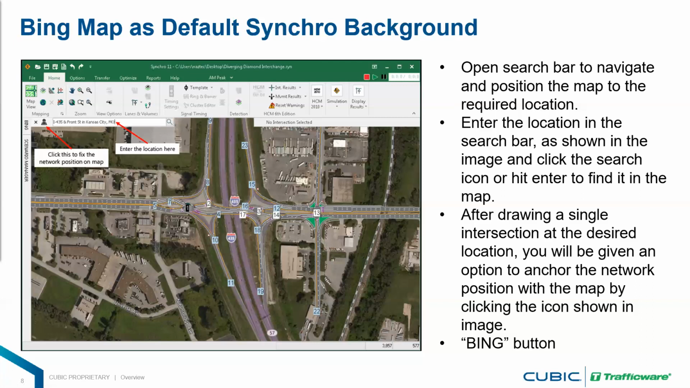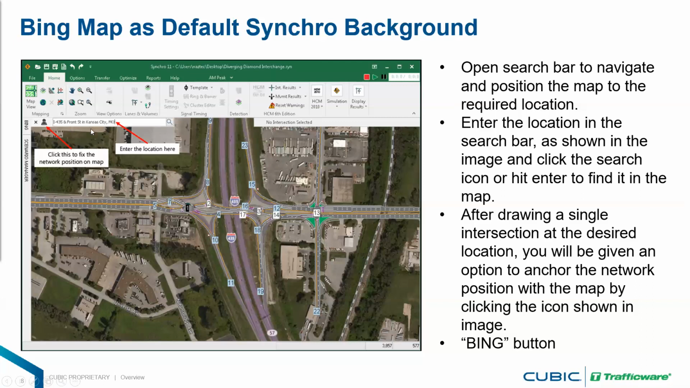After you reach your location, just start drawing your network. I would always suggest you first draw a single node or intersection and then anchor that intersection with the background, because Synchro will not automatically anchor that for you, and that's a purposeful option or feature so that you have the flexibility to move the network up, down, right or left, okay? And then you'll see there is an option called anchor. You just need to hit that button and this will change in color to green and blue, and this will make sure that your network is anchored properly with the Bing background, okay?